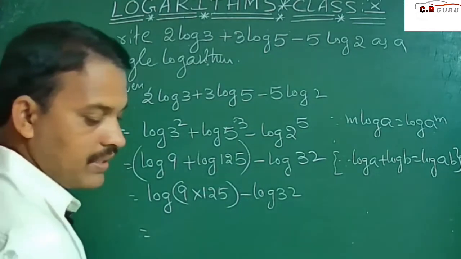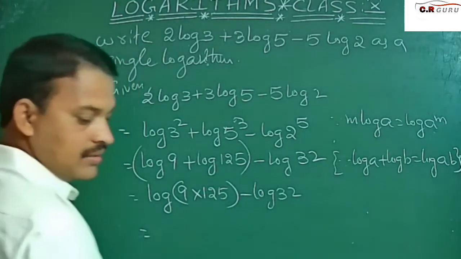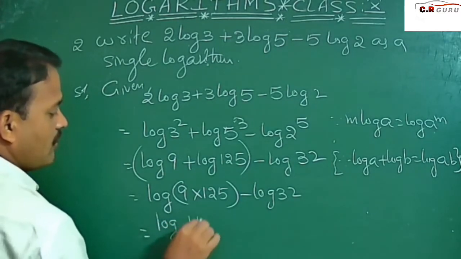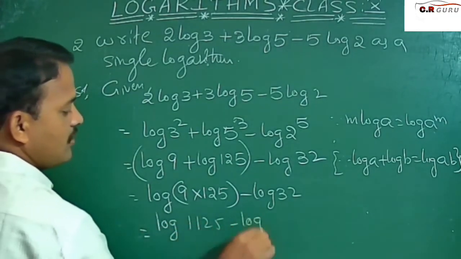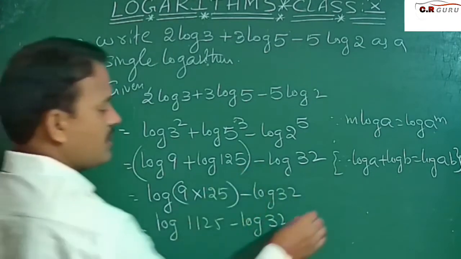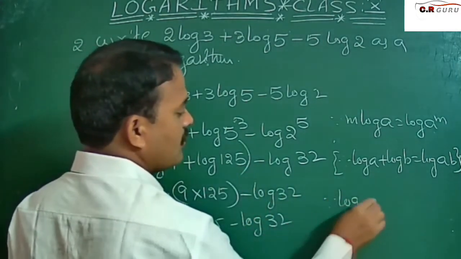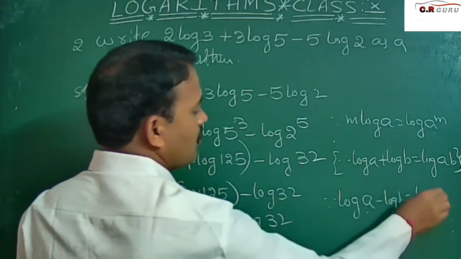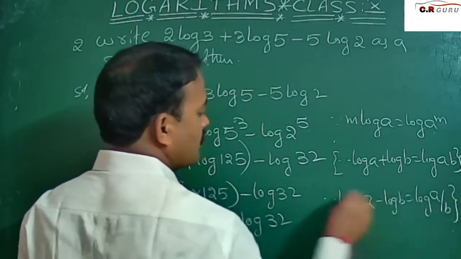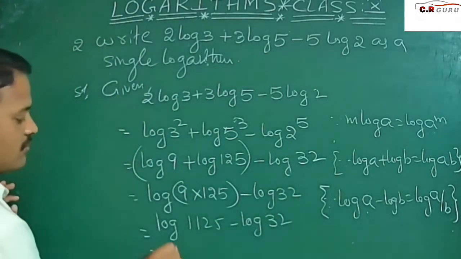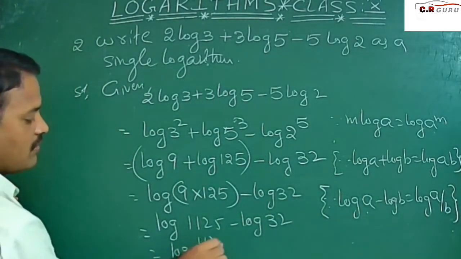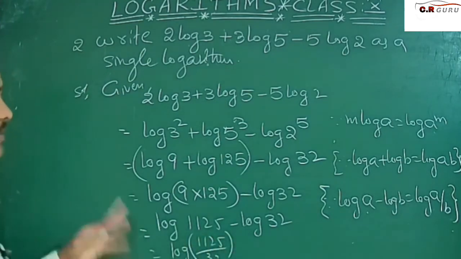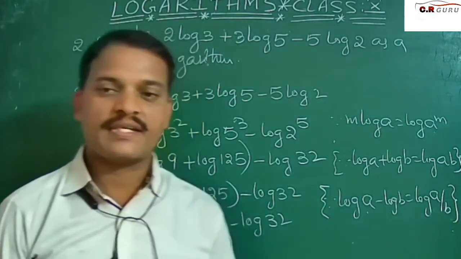Okay, so now here 9 into 125, how much? So actually here log of 1125 minus log of 32. So simply again one more formula, log a minus log b is equal to log of a by b, that equals here log of 1125 by 32. So this is the result in that second example.